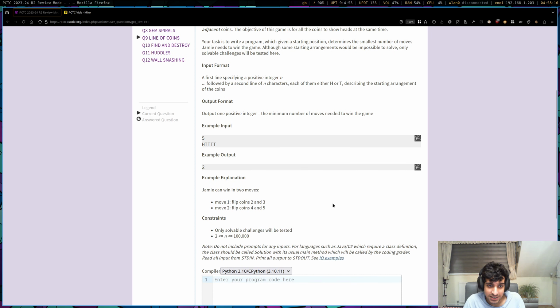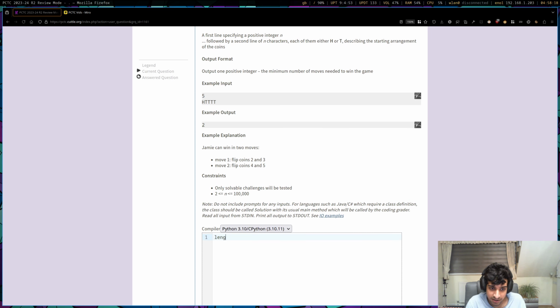Okay, so let's first take in our inputs. So let's take in the length. I guess this is not strictly necessary because we can calculate the length ourselves, but oh well, take in the length. And now let's take in our coins. And we're going to take them in as a list because as our program progresses, we're going to change the value of each position. So whenever we flip over a coin, we're going to change the value of the coin in the list, which is just easy to do if we have the coins as a list as opposed to a string, for example.